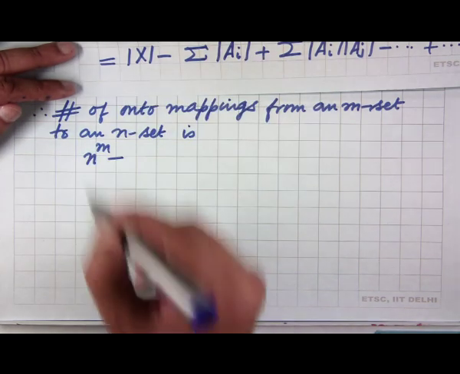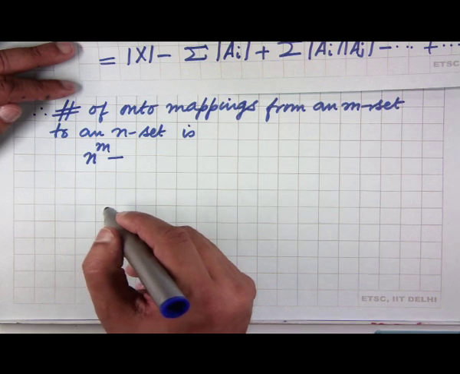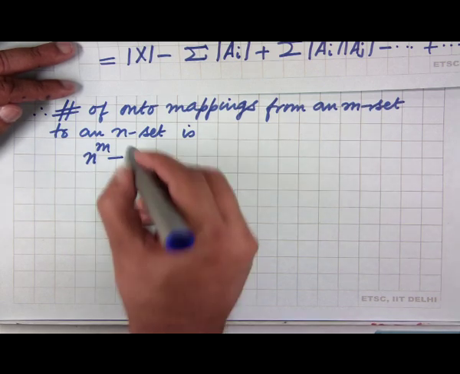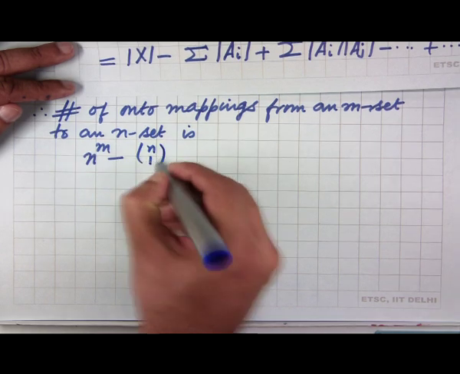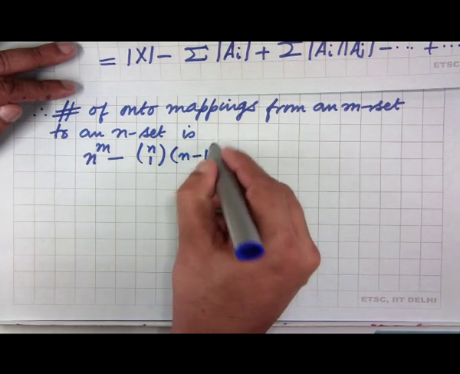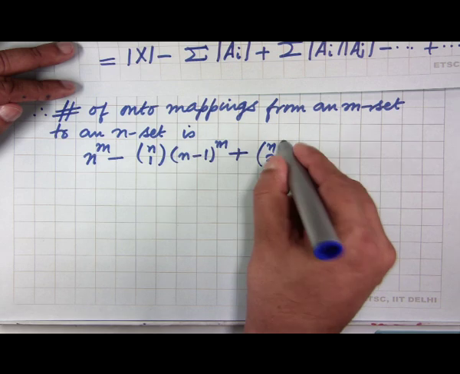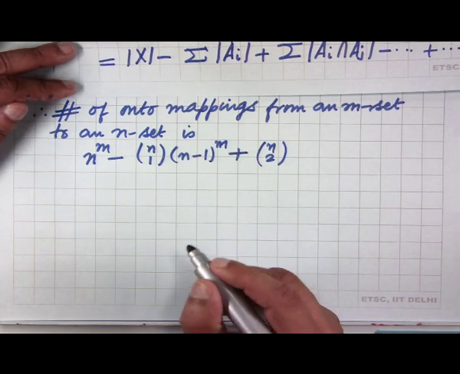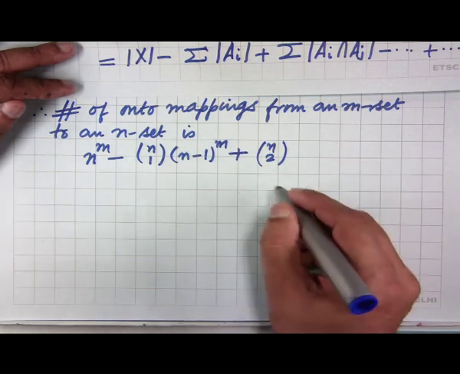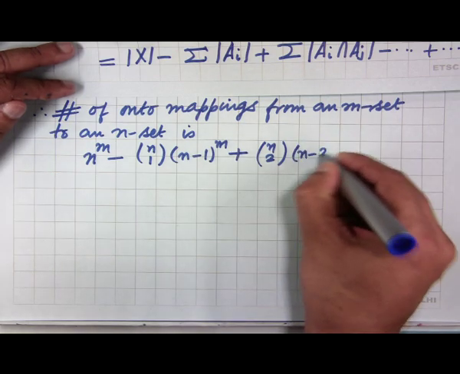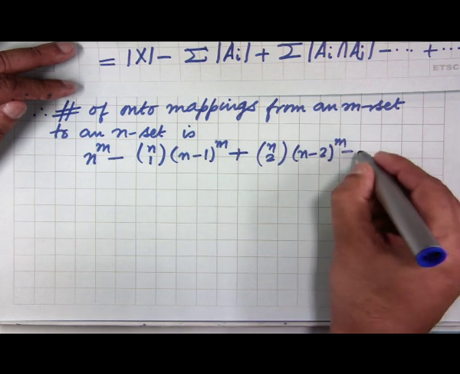Then the sum total for the first term, sigma A_i's, which was n choose 1, and then n minus 1 to the m. For the second one, it was n choose 2, the number of ways in which I could choose the symbols i and j, two at a time from the first n numbers, n minus 2 to the power of m, and so on and so forth.